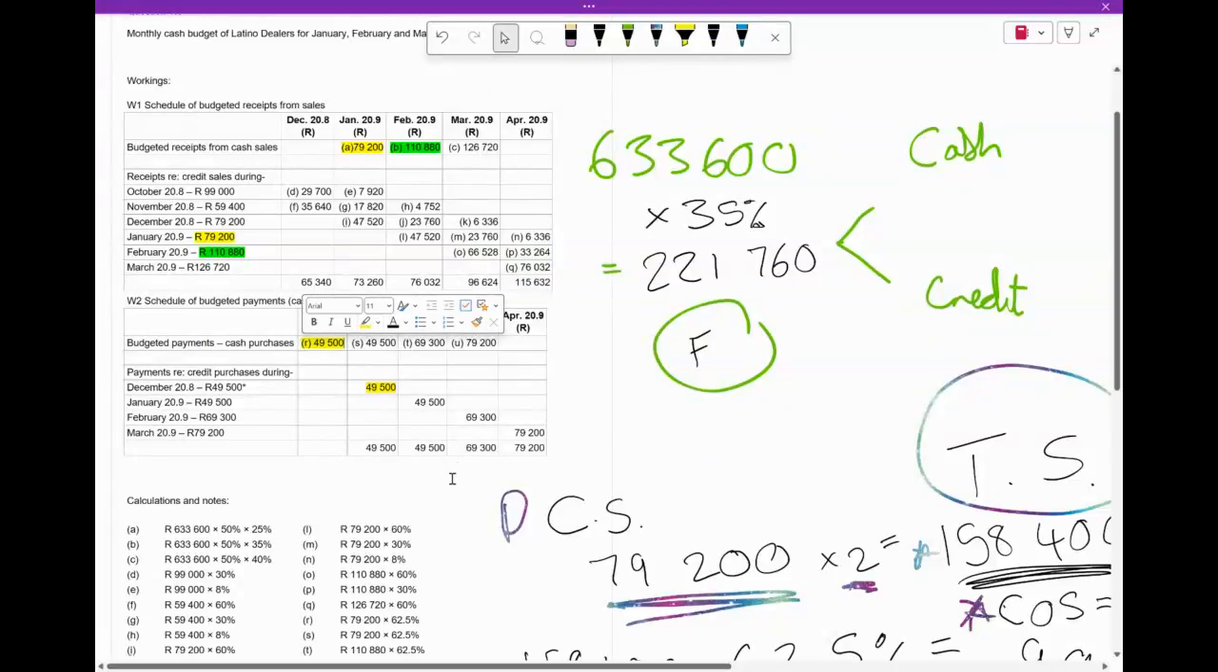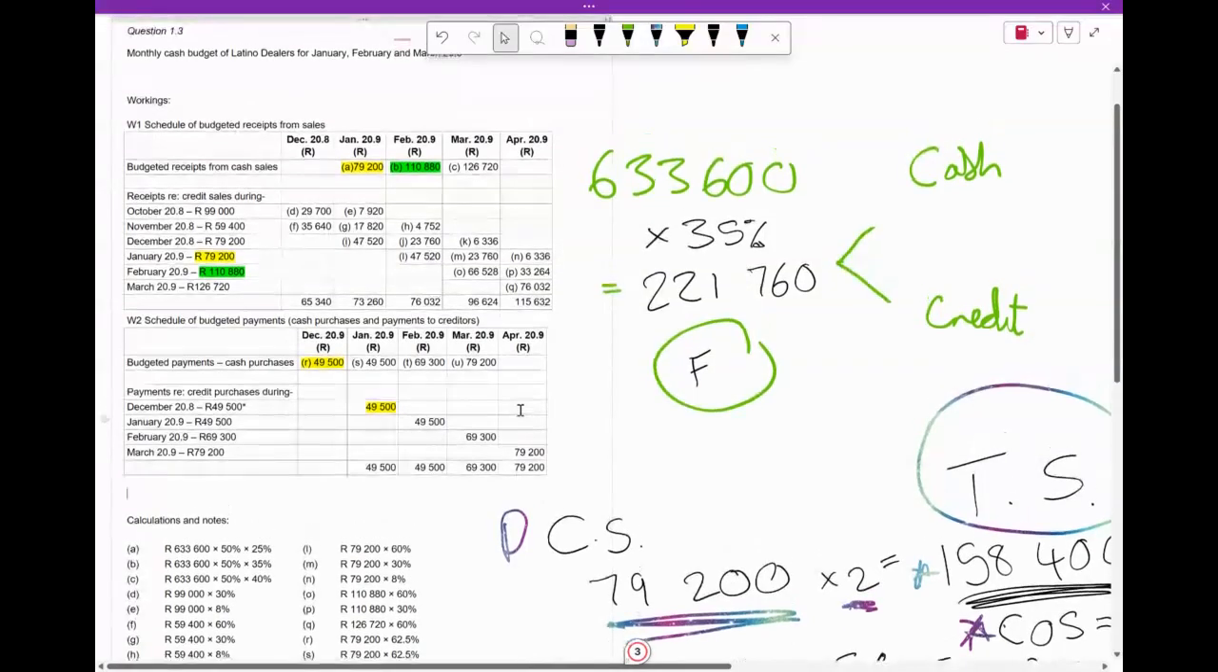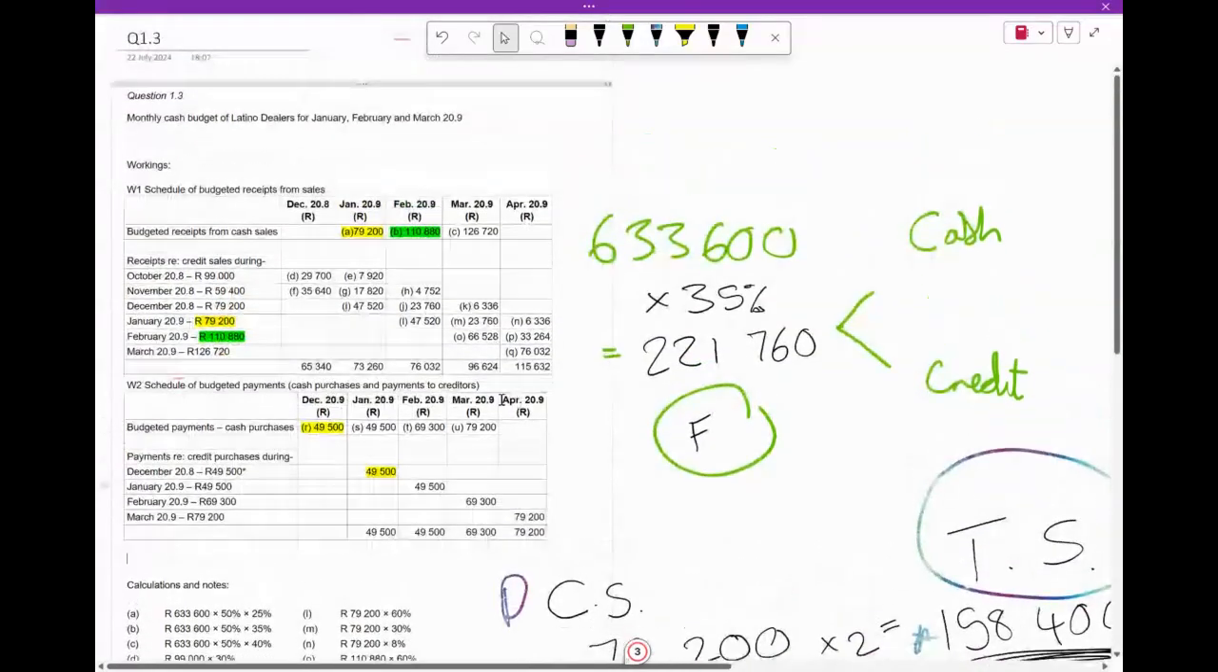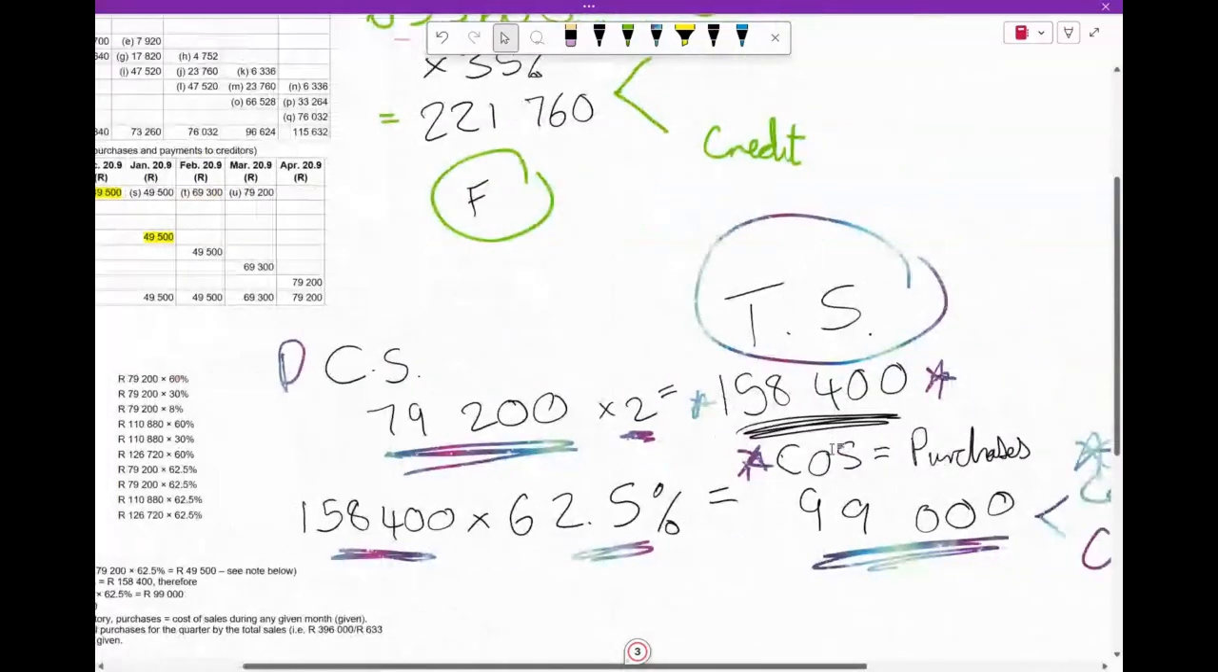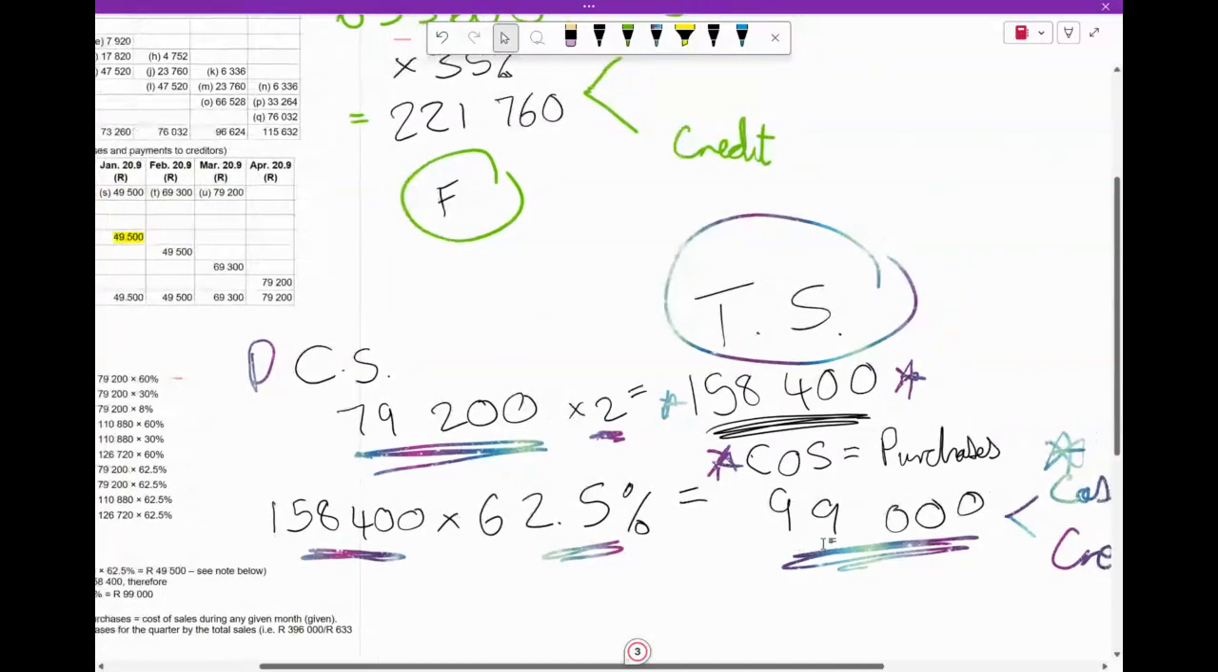How did you get that? Again, we are looking at the sales. What was our sales for January? Here, it's the 79, isn't it? But that's cash, correct. So again, we have to times by 2. Surprisingly, it's the same amount, so you get your 158, to get your total sales. Then 62.5% of that. I thought it was a mistake because it was the exact same figure.